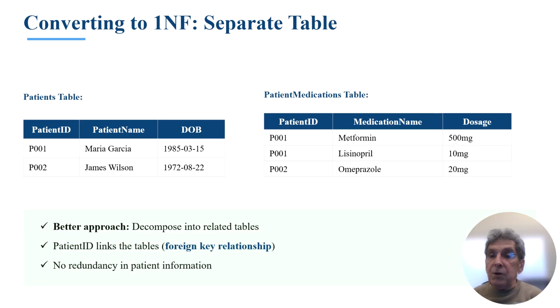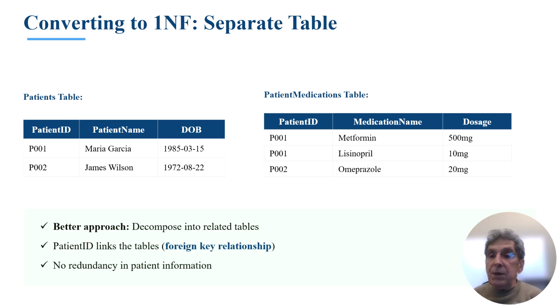Method 2 is generally better. Instead of repeating patient information, we create a separate table for the multi-valued attribute. We split the original table into 2 tables. The patients table contains the patient ID, name, and date of birth. Each patient appears exactly once. The patient medications table contains the patient ID, medication name, and dosage, with 1 row per medication per patient.